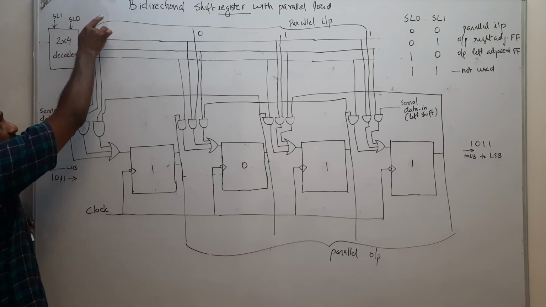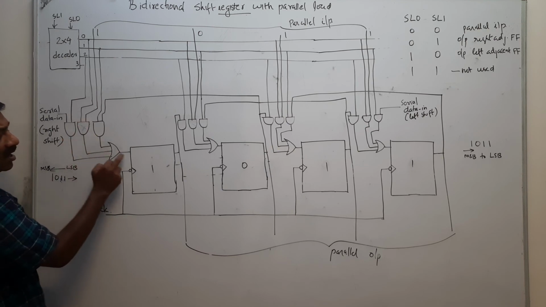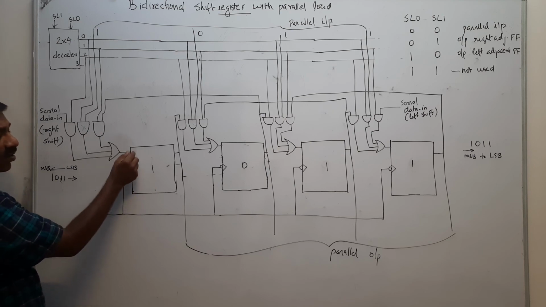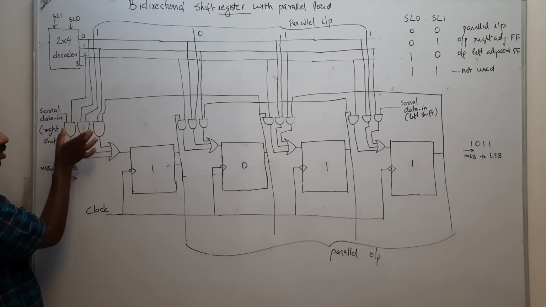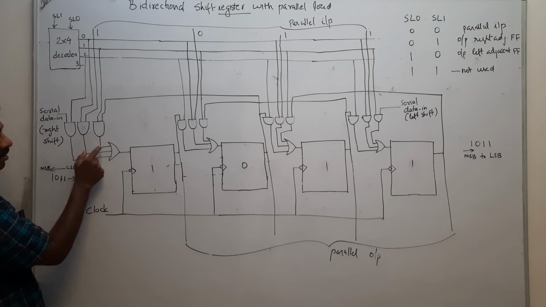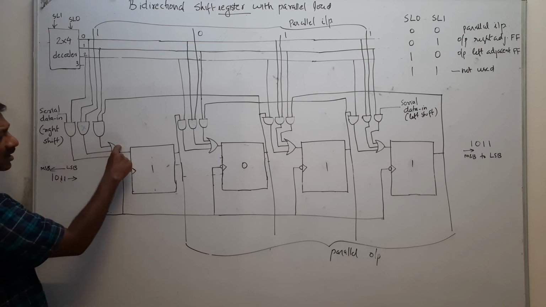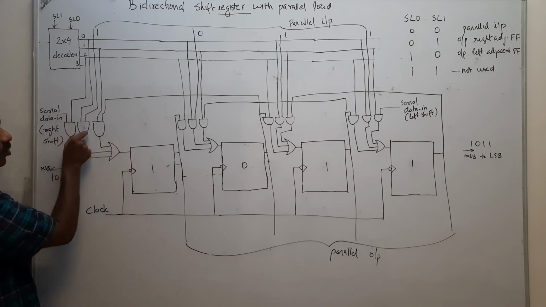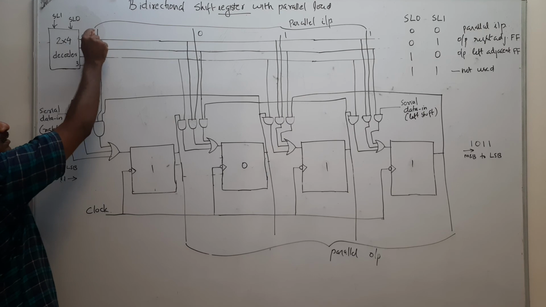If the parallel input is 1 and this is 1 and 1, that will be given to this. Now 1 and 1 is given to the input of this D flip-flop, so D is equal to 1. As these two AND gates have 0 outputs, the output of this OR gate depends on the output of this AND gate, and the output of this AND gate depends on the input. If this input is 1, what will happen?